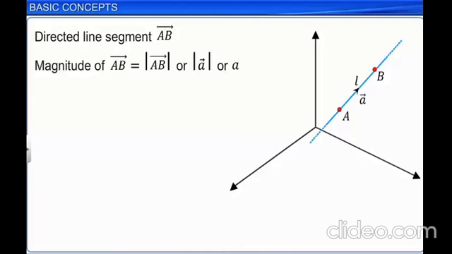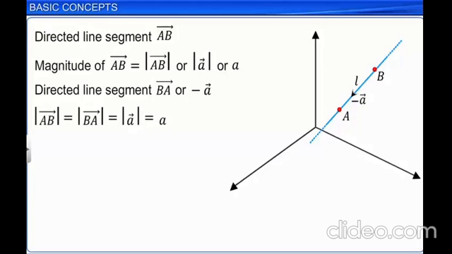If the direction of the directed line is reversed, we get vector BA. In this case, the initial point is B and the terminal point is A, and vector BA is equal to minus vector AB. Note that the magnitude of vectors AB and BA is the same and equal to the length of line segment AB.